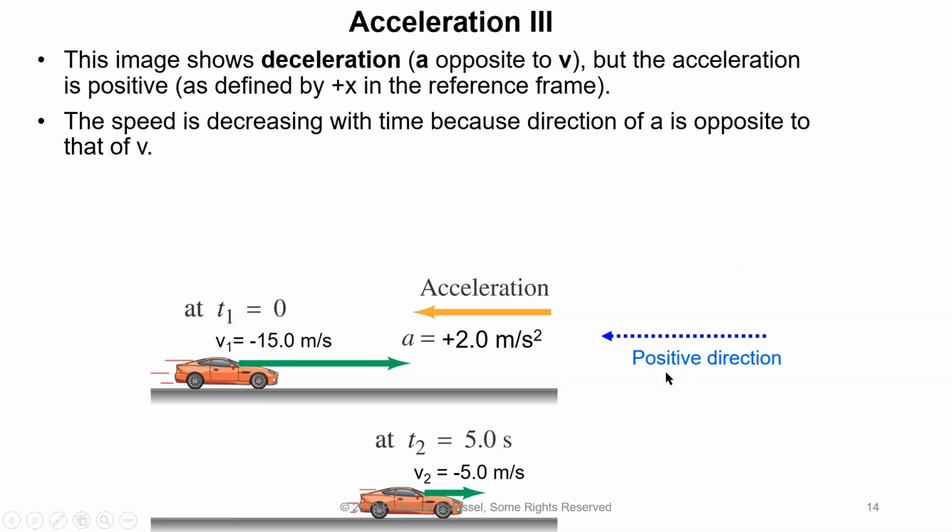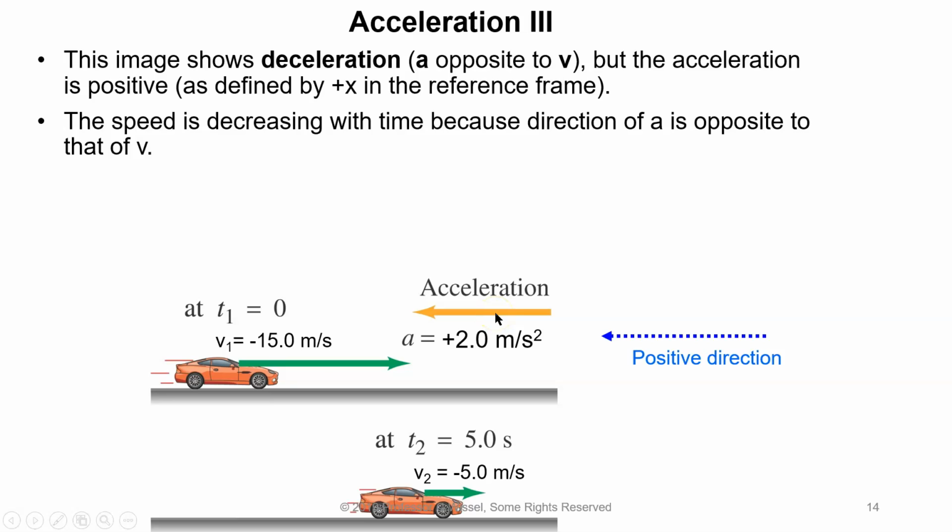Remember I told you, you can pick the positive direction any way you want. I decided to make it toward the left. And what's going on here is the car starts at T1 with V1 at minus 15 meters per second. Why is this minus? Because this velocity is in the negative direction as defined by this. So there's a minus sign in front of this.